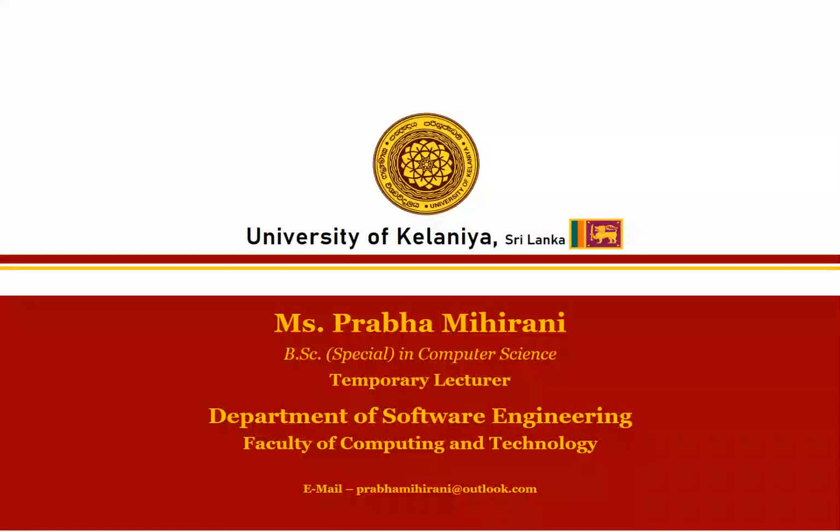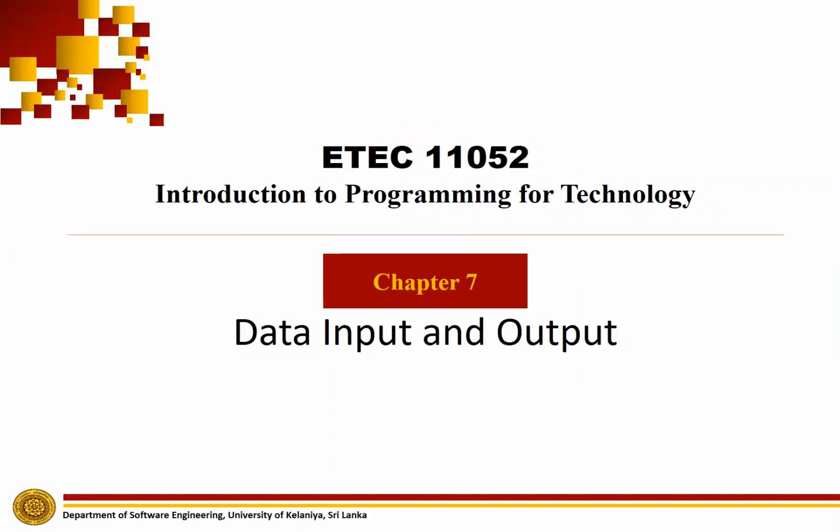Hello everyone. Today we are going to move to chapter 7, data input and output. We have already seen that the C language is accompanied by a collection of library functions which includes a number of input and output functions. Here we are going to make use of 6 of those functions: getchar, putchar, scanf, printf, gets and puts.